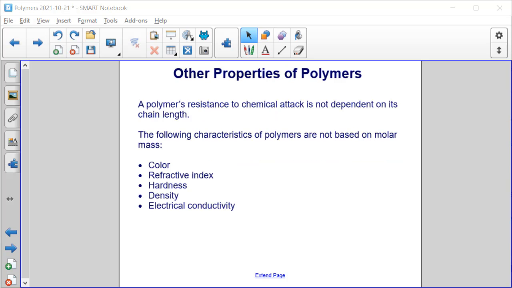There are some other properties of polymers. A polymer's resistance to chemical attack is not dependent on its chain length. The following characteristics of polymers are not based on molar mass. They're not dependent on size. Polymers, regardless of size, have characteristics of color, refractive index, hardness, density, and electrical conductivity.